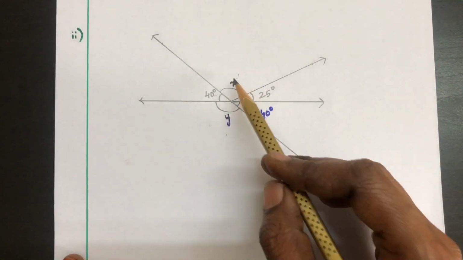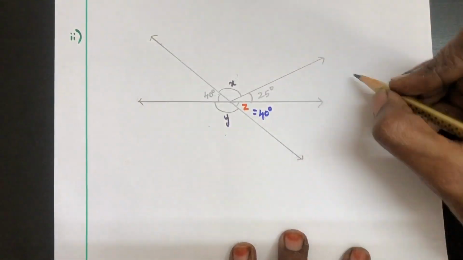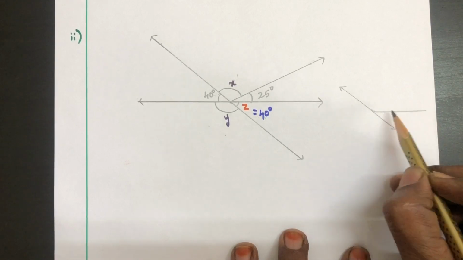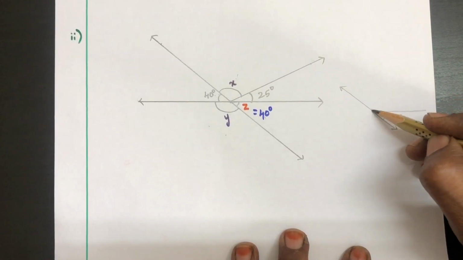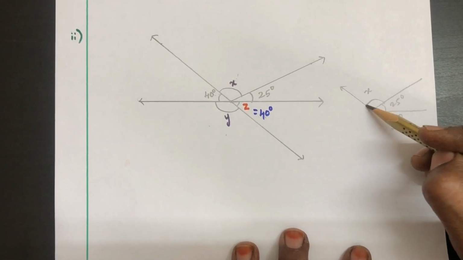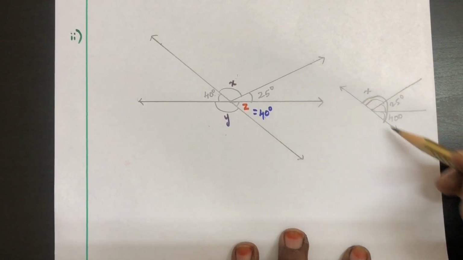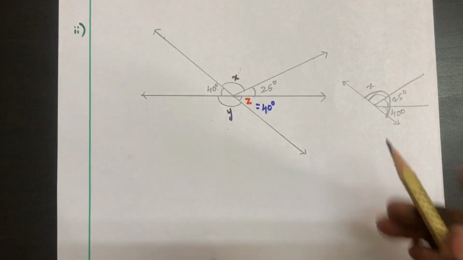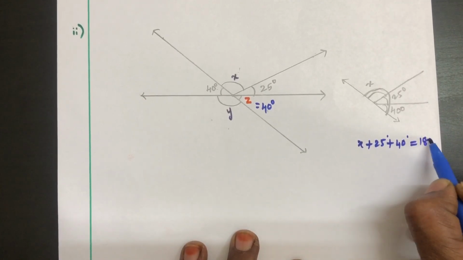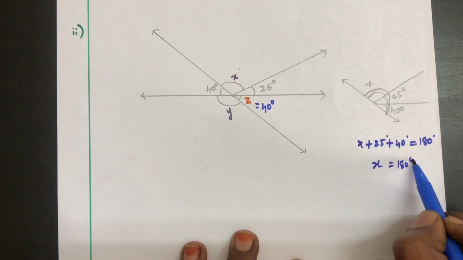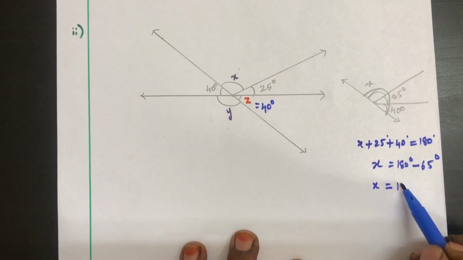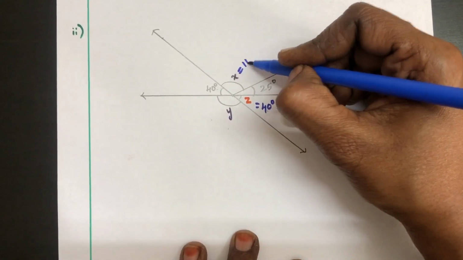Now we are going to find the x value. How to find x value? See, this is a straight line. Roughly I am drawing a straight line, right? One line is like this. This is 40 degree, and this is 25 degree, and this is x. Fully it is 180 degree, right? What is the angle of a straight angle? 180 degree only. So the addition of all these angles, that means x plus 25 plus 40 degree, gives you 180 degree. So x equals 180 degree minus 65 degree. x equals 115 degree. So the value of x is 115 degree.